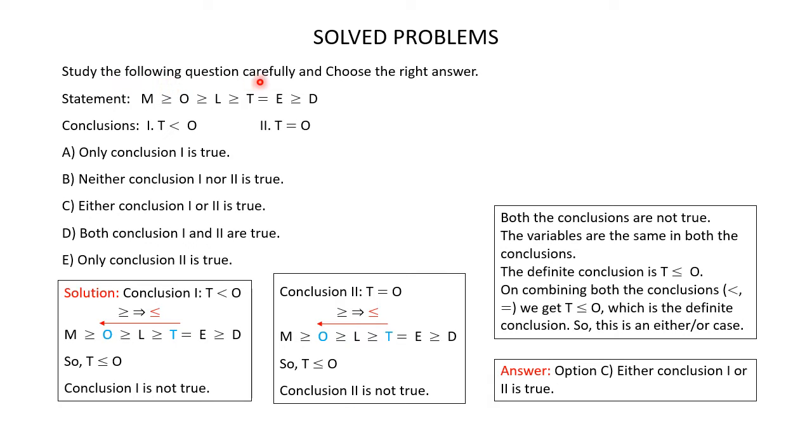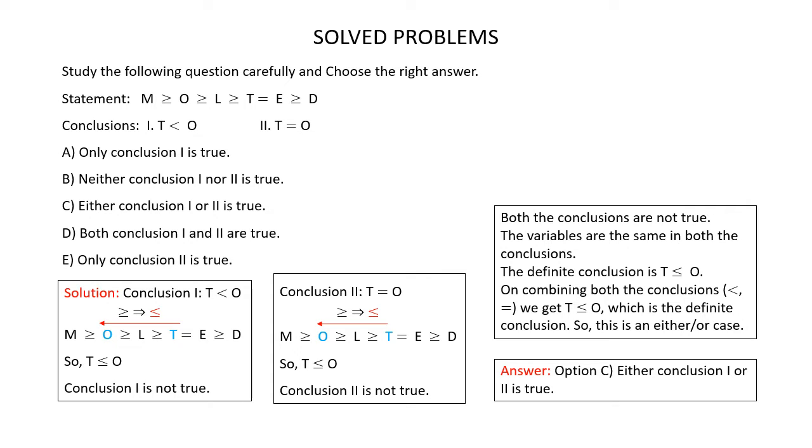Study the following question carefully and choose the right answer. The given statement is M ≥ O ≥ L ≥ T = E ≥ D. The given conclusions are: Conclusion 1, T < O. Conclusion 2, T = O. You are given 5 options here and you have to find out which of these options is the correct one.